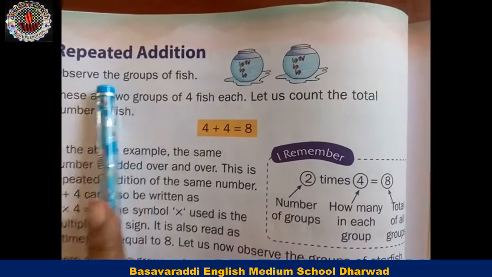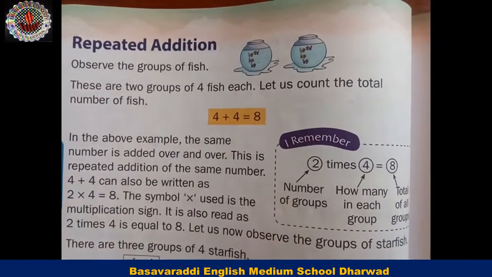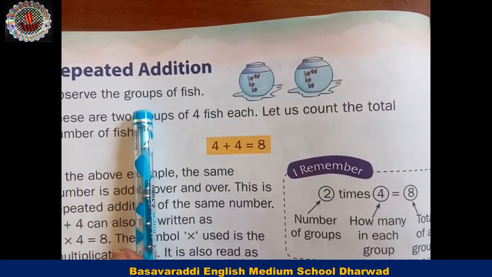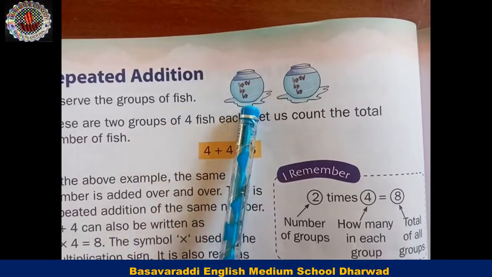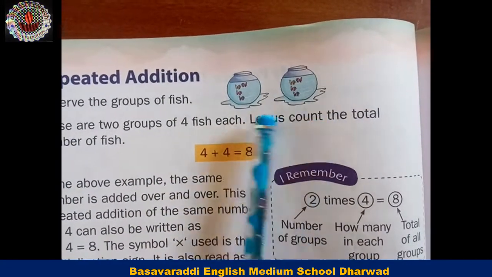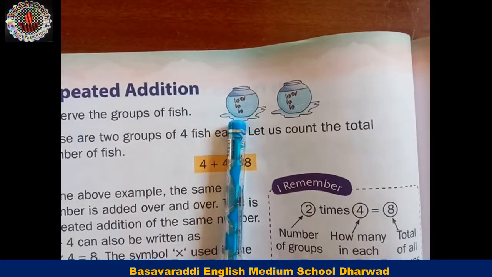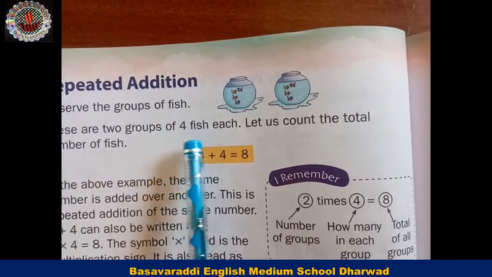See, repeated addition. Multiplication means repeated addition. See, observe the group of fish. We have to observe the groups. That is, 2 groups are there, and in each, 4 fishes are there. So 2 groups of 4 fishes each.